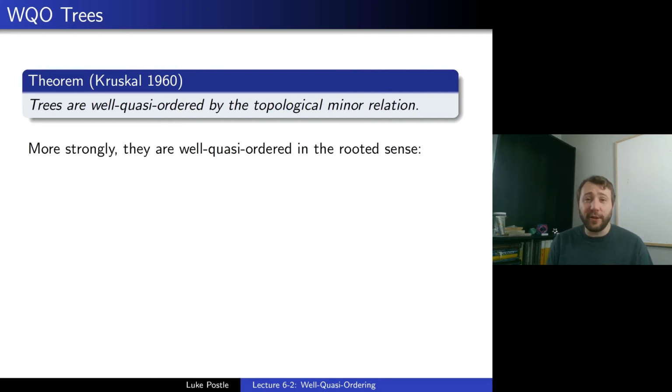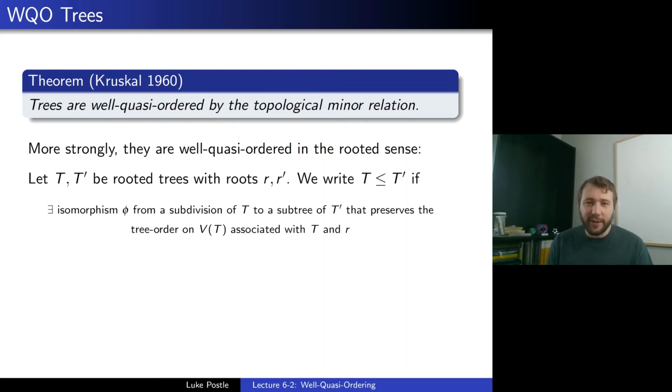And how do we do it? Well, we'll prove a stronger theorem. More strongly, they'll be well quasi-ordered in the rooted sense. So what do I mean by rooted? By rooted you pick roots for each tree. Let T and T' be rooted trees with roots r and r'. So I'll establish a stronger relation among rooted trees. We'll say that T is at most T' if there exists an isomorphism phi from a subdivision of T to a subtree of T' that preserves the tree order on V(T) associated with T and r. So think through that in the writing. What does it mean? So we're mapping subdivisions of T.